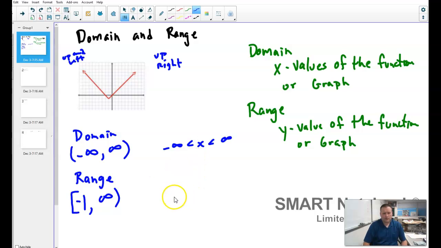If I put it in inequality notation, this would be -1 is less than or equal to x, which is less than infinity. It would look like that. So the equal to is with the bracket. Okay? Let's look at a couple more here.